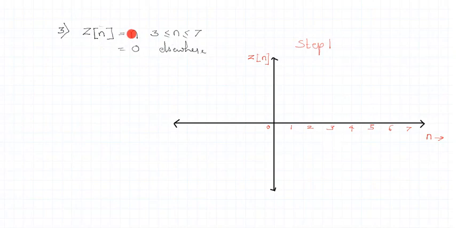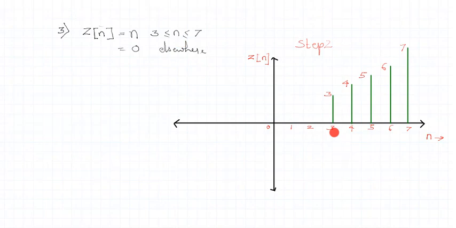When n takes a value 4, Zn has a magnitude 4. So at 3, the magnitude is 3. At 4, it will be 4. So how does the signal look like? When we plot the signal, let us start. When n takes a value 3, the magnitude is 3. When n takes a value 4, it is 4.